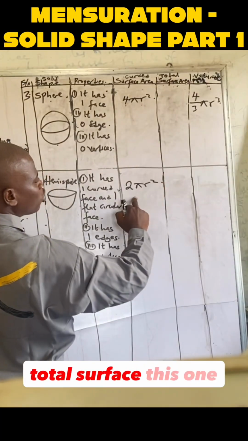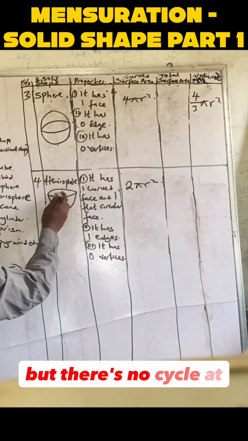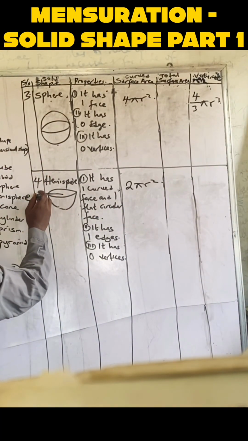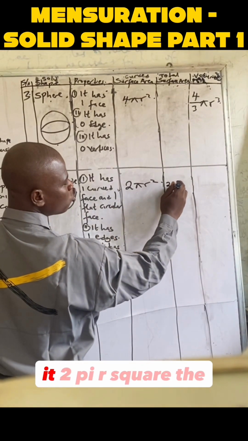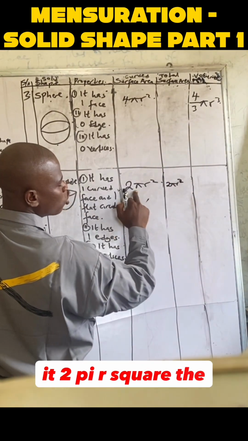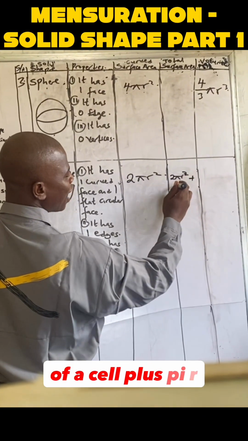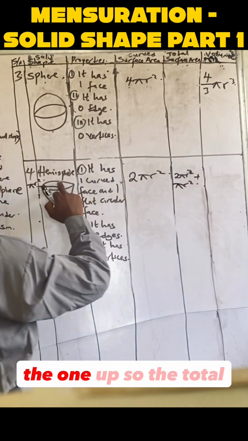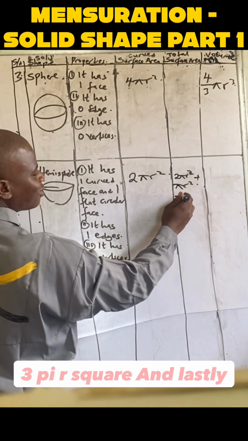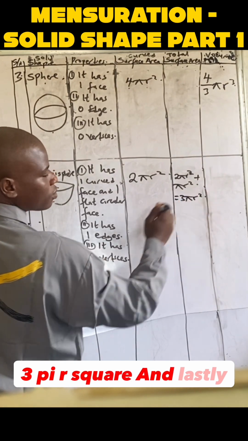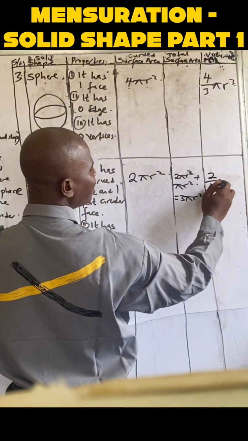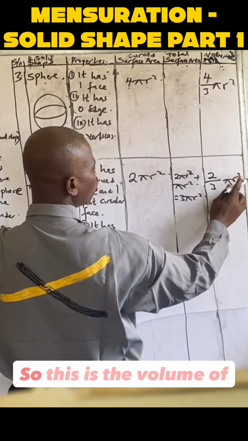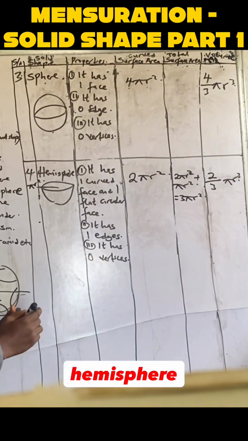Then what is total surface area? This one has total surface area here, but there's no circle at top. This is the circle here, and the circle is pi r square. So you are going to add 2 pi r square, the curved surface area, plus pi r square, the one up. So the total is 3 pi r square. And lastly, the volume is half of the sphere's: 2 over 3 pi r cube. So this is the volume of hemisphere.